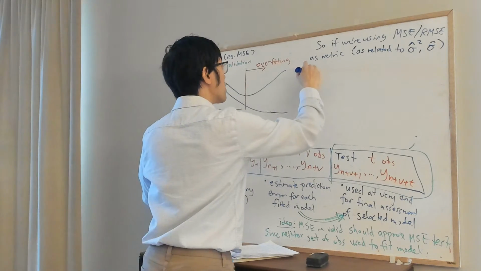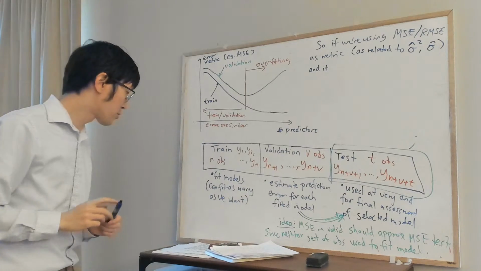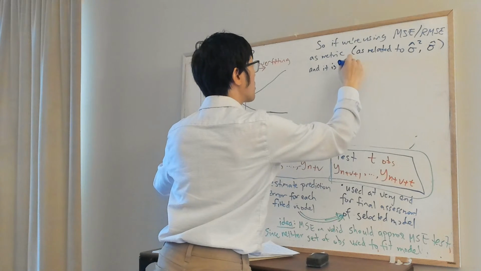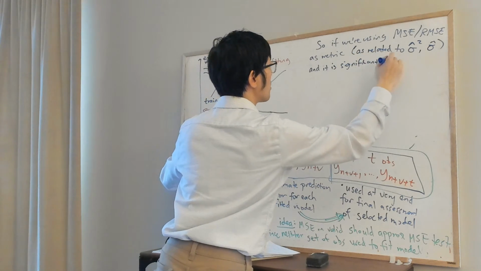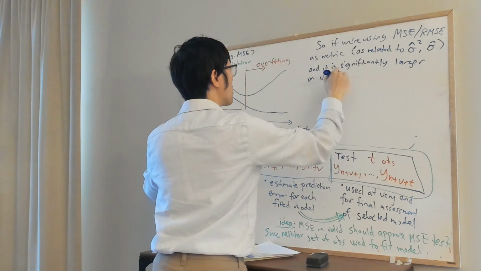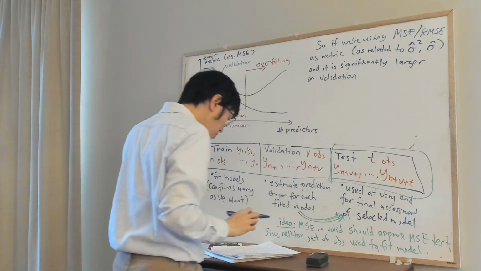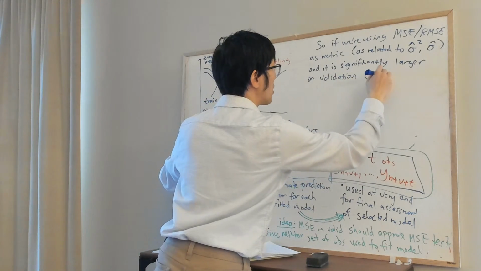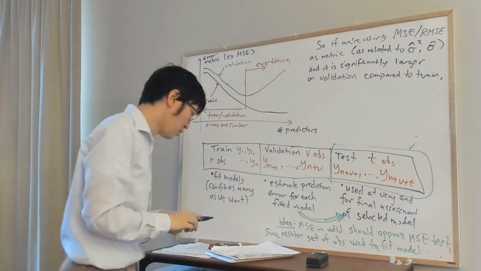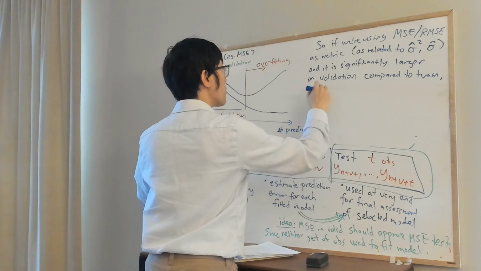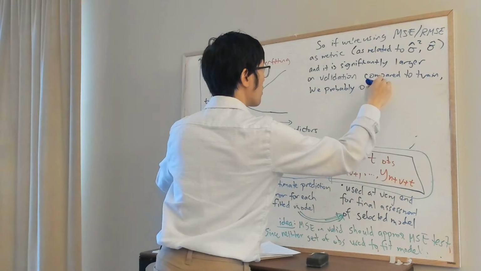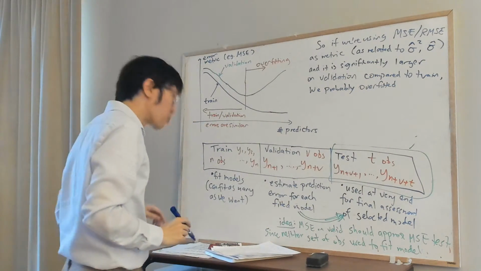If it is significantly different, and it is significantly larger on your validation compared to train, that's evidence that we have overfitted our model.